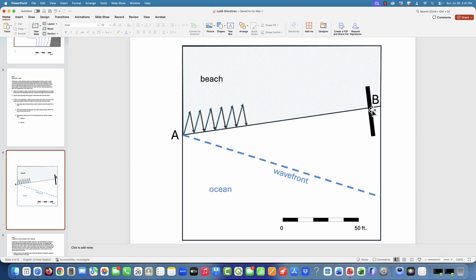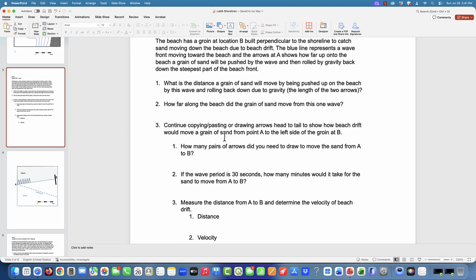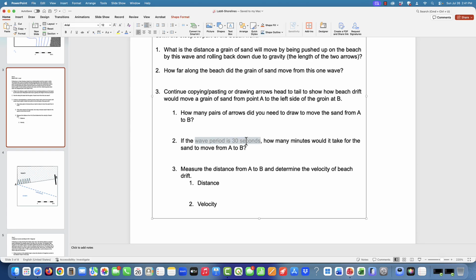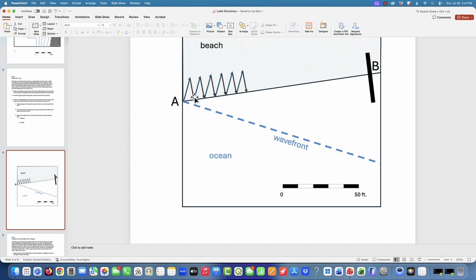So once you've done that all the way out to B, then you'll answer some questions based on how many waves have come in, what the different distances are. And remember, one of the things we'll talk about here is the wave period. And in this case, the wave period is 30 seconds. That means each time this happens, it might not take 30 seconds, but this grain of sand might move up and down in 10 seconds.